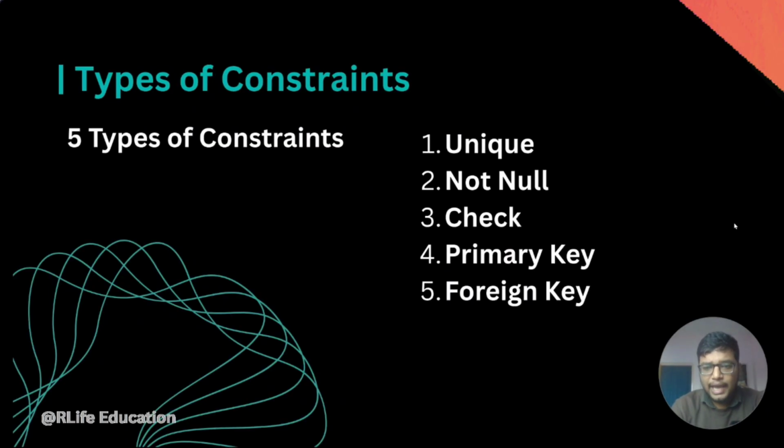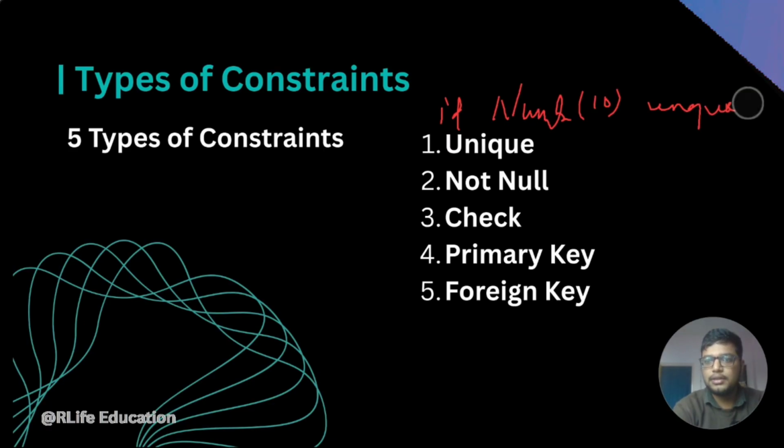Okay, different types of constraints. Basically constraints are of 5 types. You can see here: unique, not null, check, primary key and foreign key. So we are going to discuss them one by one. What does it mean? If I declare one id with data type number, and I assign the constraint as unique, what is going to happen? When I'm declaring the id, the data type is number of size 10. If I assign the unique constraint, then what is going to happen? By the name itself, unique represents that this value is not going to repeat.